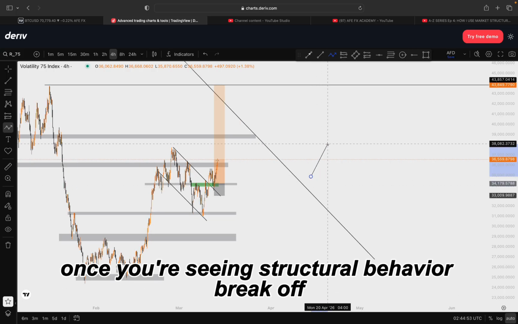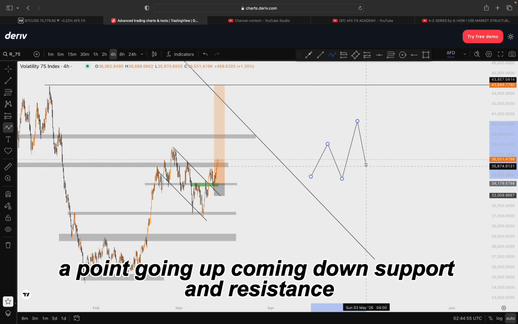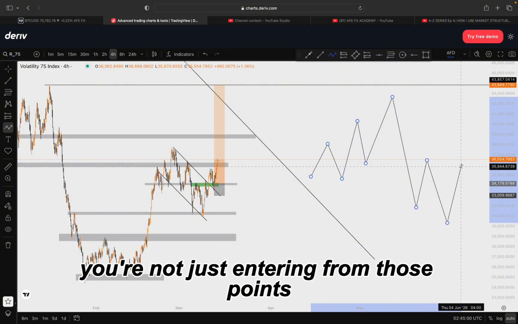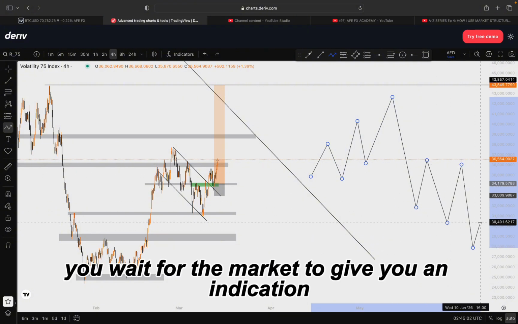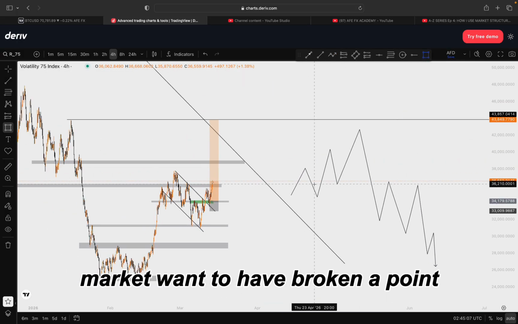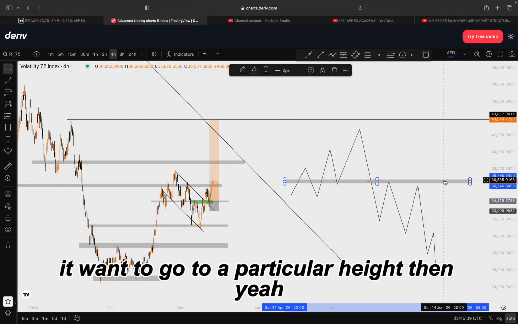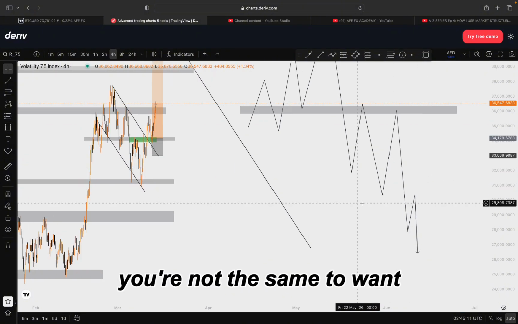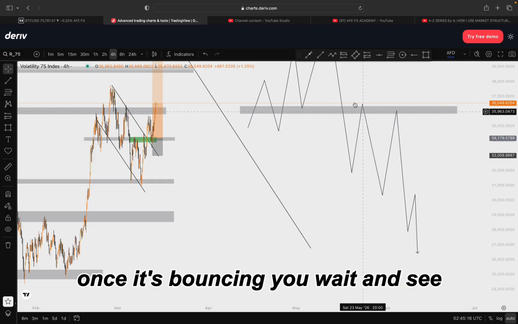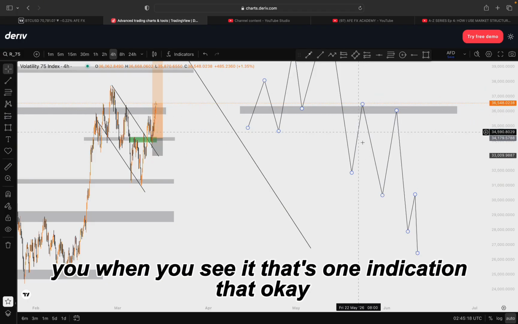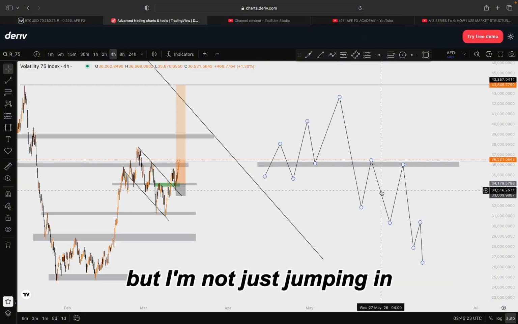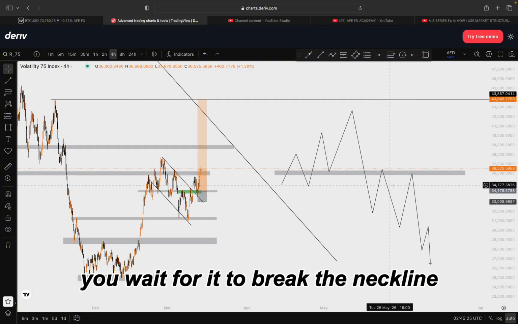Once you are seeing structural behavior, breaking off a high, a low, a point going up, coming down, support on resistance, you're not just entering from those points. You wait for the market to give you an indication that it has broken a point and wants to go to a particular height. Then you're not just assuming the market will bounce back on this point. Once it's bouncing, you wait and see if you're seeing a reversal chart pattern. When you see it, that's one indication that the market wants to turn to a particular direction. But you're not just jumping in. You wait for it to break the neckline.